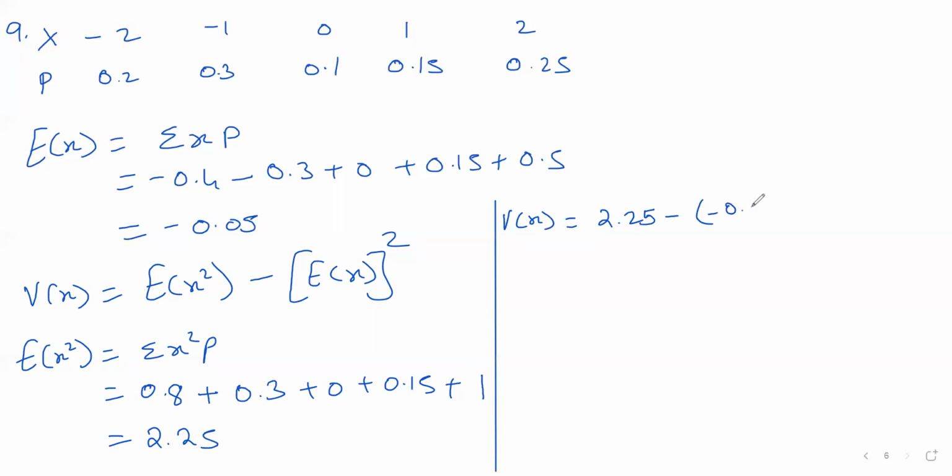minus 0.05 bracket square. That will become 2.2475. This is the variance.